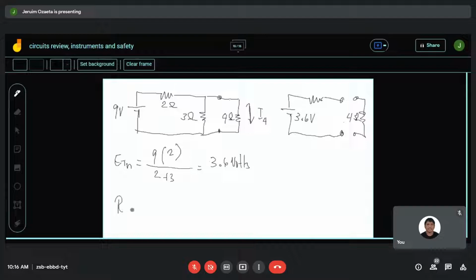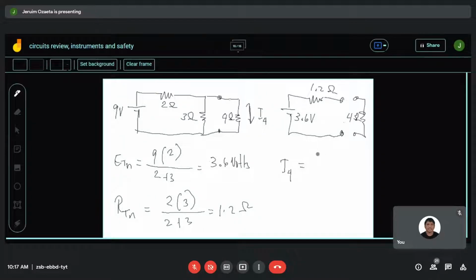The R Thevenin equals 2 times 3 over 2 plus 3 equals, that's 1.2. So this is 1.2 ohms.